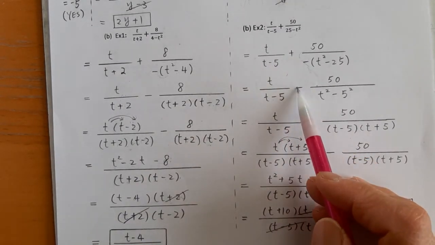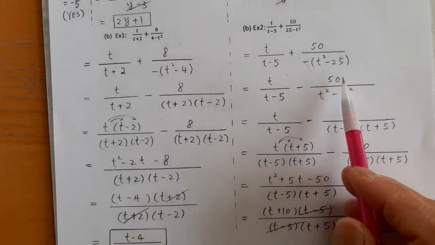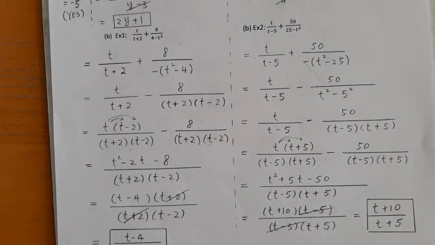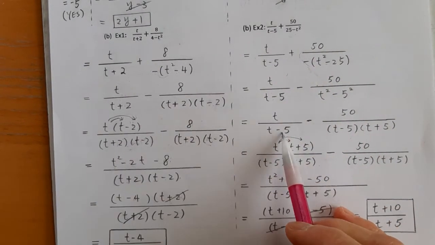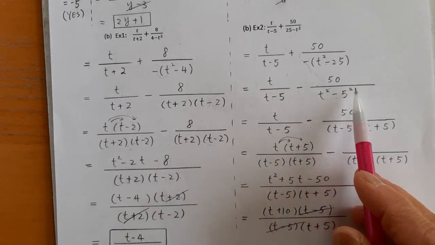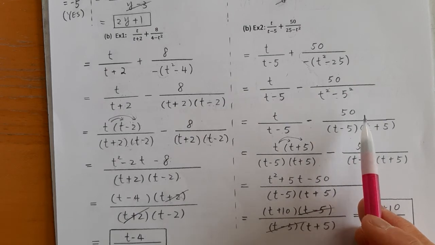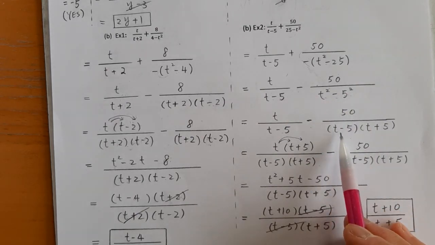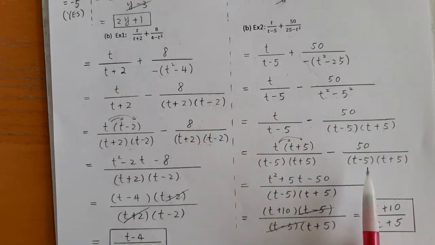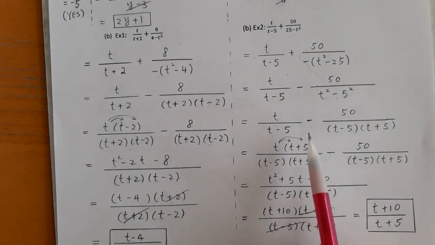So then t over t minus 5, positive times negative is minus, and 50 over t squared minus 25, which is 5 squared. So this is copied, and this minus is copied. t squared minus 5 squared, use the difference of squares formula, factor as t minus 5 times t plus 5. Now you need to find the LCD.